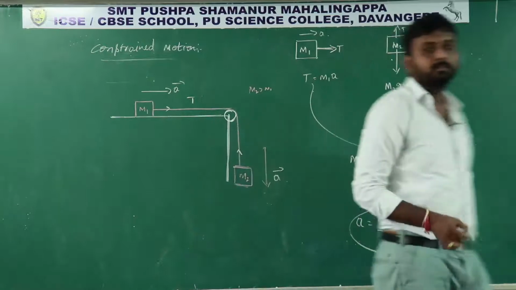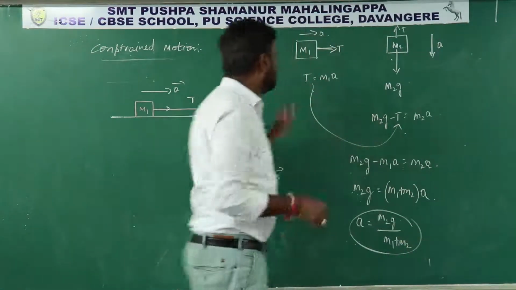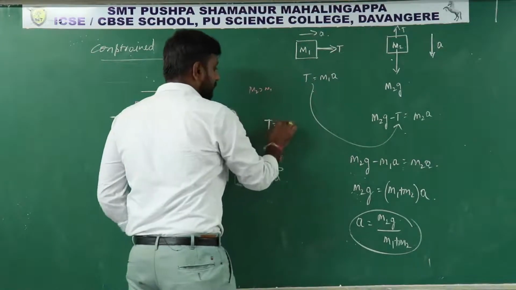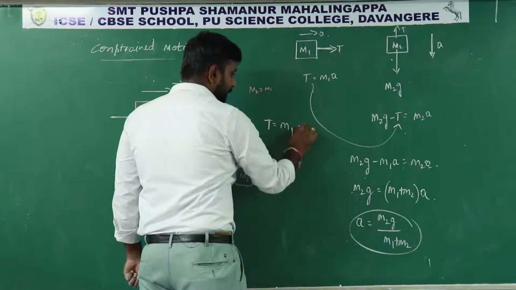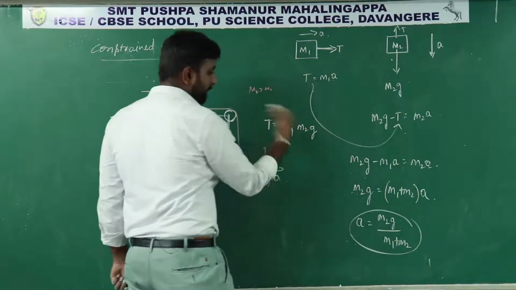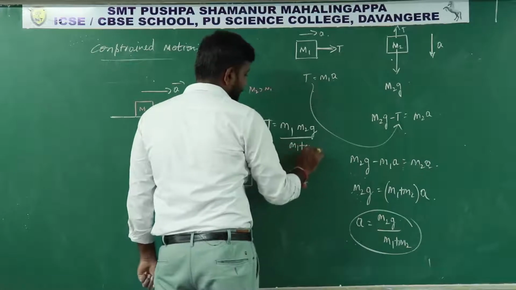So to find the tension, T is equal to m1a, here only it is there, right, directly I will write T is equal to m1, a value we calculated, that a value is m2g divided by m1 plus m2, that becomes m1 m2 g divided by m1 plus m2.